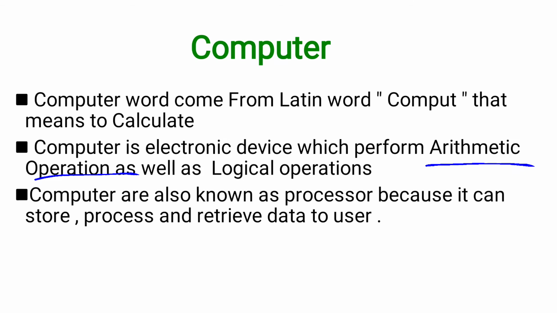Now next, we are talking about the third definition. In the third definition, a computer is also known as a processor because it can store, process and retrieve the data. Why do we say processor? Because it performs these three tasks: first is storage, second is process, and third is retrieve.